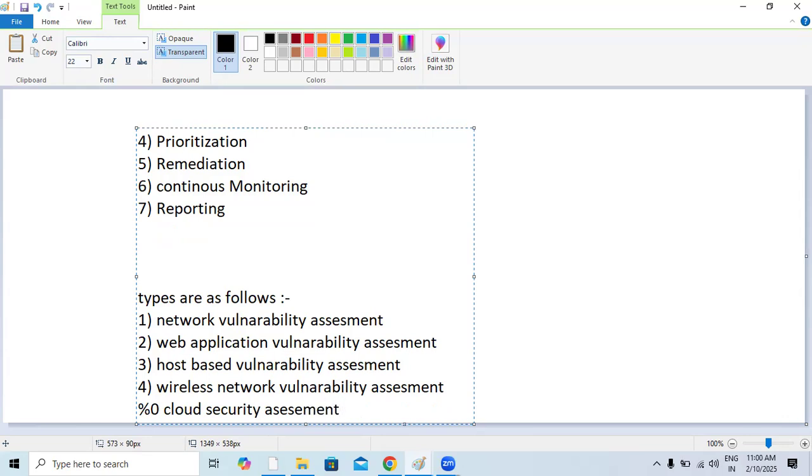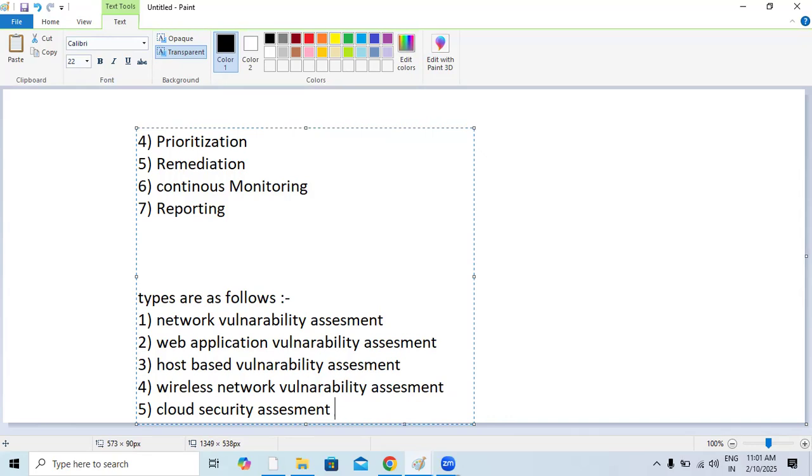One is network vulnerability assessment. Second is web application vulnerability assessment, host-based vulnerability assessment, wireless network vulnerability assessment, followed by cloud security vulnerability assessment. So these are the 5 different types we normally have as far as types of vulnerability assessments are concerned.